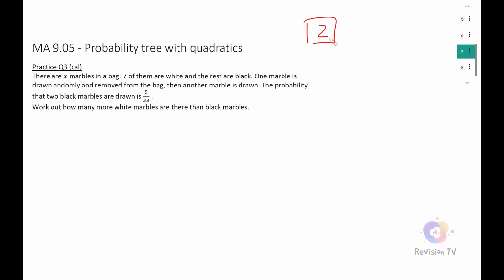If you did, well done, move on. But if you didn't, let's go through it. So the total this time is x. 7 of them are white, so white is 7, and black is the rest of them. That means x minus 7. This time, same as the previous one, we are not replacing the marbles. So the tree diagram will have 1 less in the second draw. So let's draw a tree diagram.